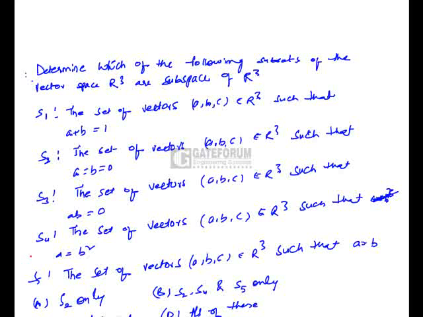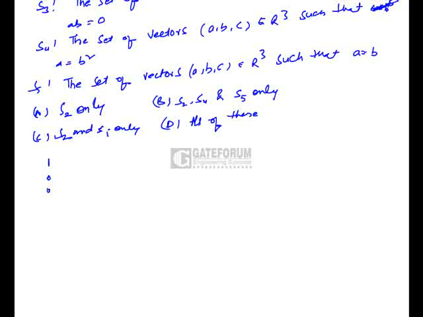R cube. A non-empty subset of R cube is a subspace if it is closed under addition and scalar multiplication. Then that is said to be a subspace of R cube. If we see S1, we can take example 1 0 0. It belongs to S1. Here a plus b is equal to 1. So here a plus b is 1.